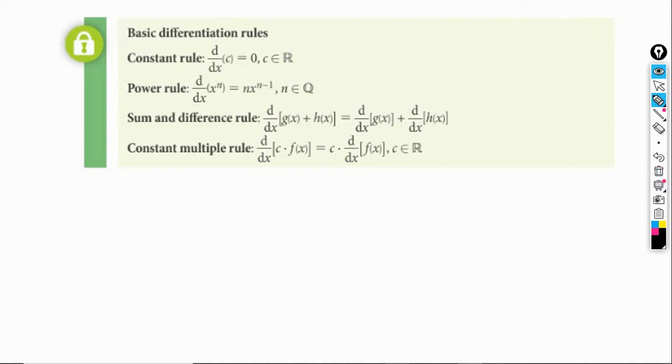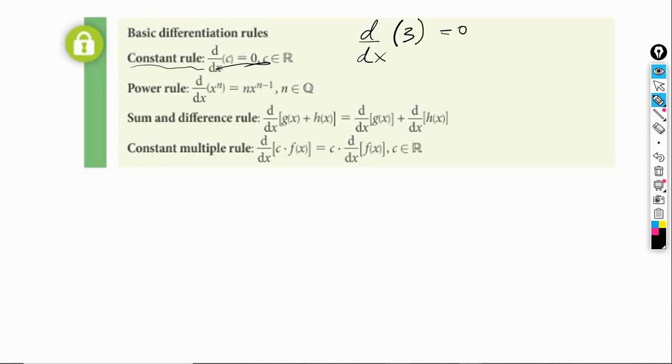So the first one says constant rule. Now this means d dx. This just means derivative of what's in here, right? So they say that the derivative of a constant is equal to 0. So remember that a constant is just a number. So if I want to do the derivative of, say, number 3, or any other constant, this is just going to equal 0. Now, why is that?